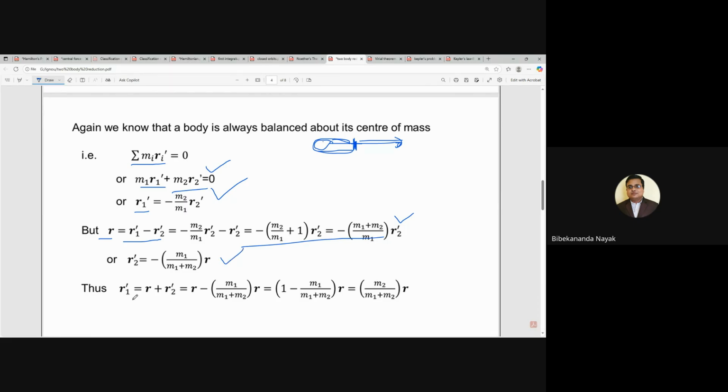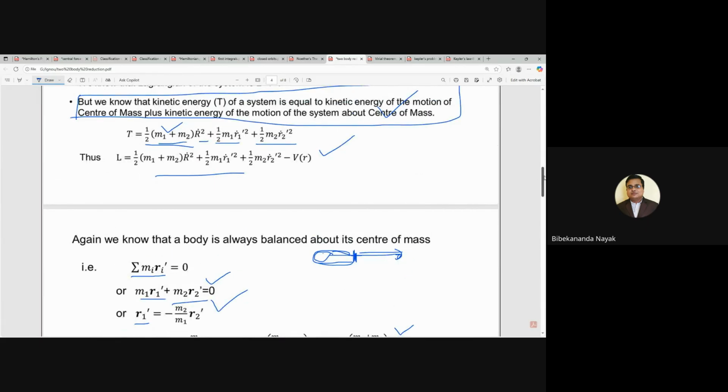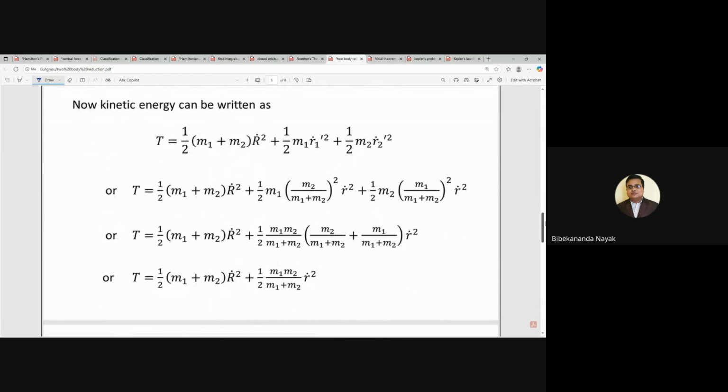So now I can write r1 prime in terms of r like this. My aim is to substitute r1 prime and r2 prime through r here. I put the value of r1 prime and r2 prime. Then I get this expression: half m1 and 2 r dot square plus half m1 by m1 plus m2 this. Okay, this is my expression.